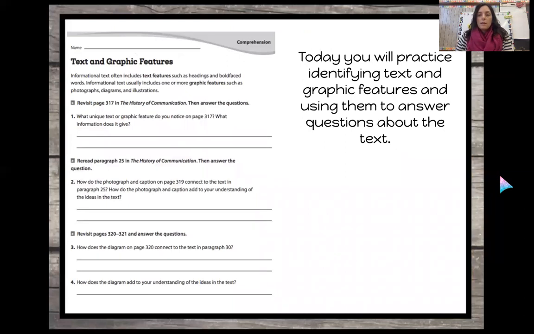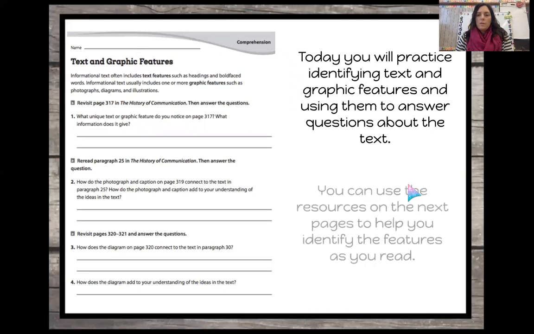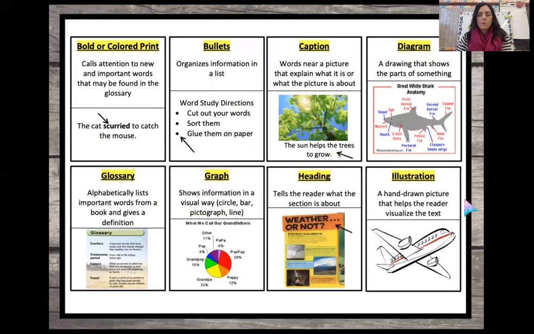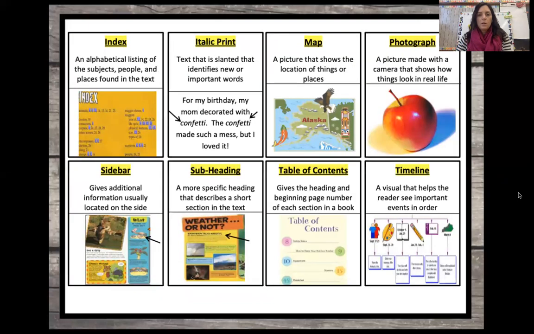Today, you're going to practice identifying text and graphic features and using them to answer questions about the text. You can use the resources on the next pages to help you as you identify the features as you read. So here is one page of some nonfiction text and graphic features. And here is the next page. Don't forget to look for the specific examples and then really think about how they are helping you understand the text. So think about what they add to the text and what they allow you to have a deeper understanding of.